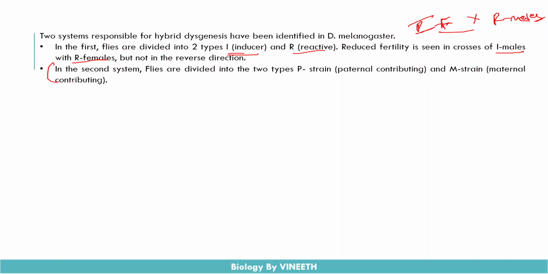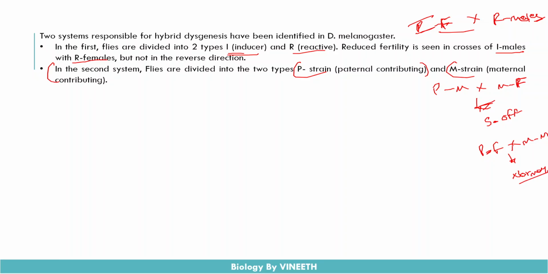In this system the flies were categorized into P strains and M strains. P strains contribute the paternal characters, and the M strain contributes the maternal characters. When you cross the P strain male with the M strain female, this will cause hybrid dysgenesis, or produce sterile offspring. And when you cross the paternal contributing female with the maternal contributing male, this will produce normal offspring.